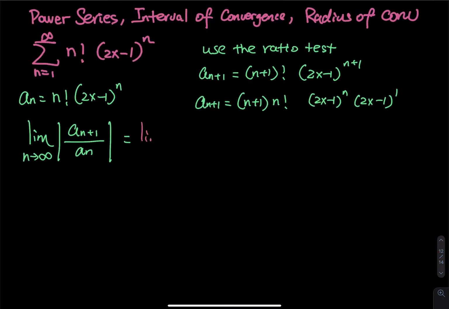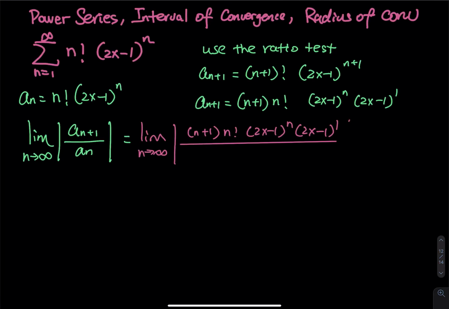So this is a limit as n approaches infinity. We have a_(n+1), so that is n plus 1 times n factorial, and then 2x minus 1 raised to the n, and then 2x minus 1 raised to the first, and then divided by the a_n, so that is n factorial times 2x minus 1 raised to the n. And then we do a cancellation, cancel the n factorial, cancel the 2x minus 1 to the n, and then we have limit as n approaches infinity. So first of all, we have n plus 1.